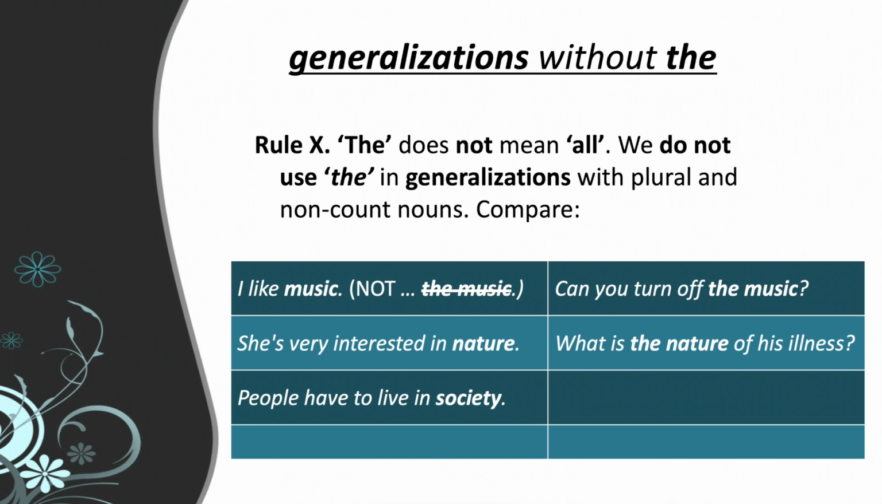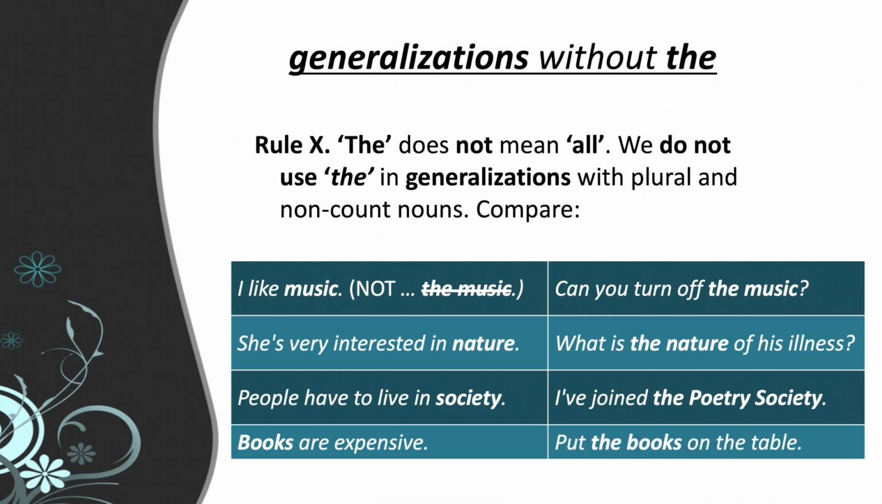People have to live in society. We're being general here. Society refers to the group of people living in an area. But we say, I've joined the Poetry Society. In this sentence, we're referring to a specific group, like a club. Sometimes these groups call themselves societies. The last one is, books are expensive. Any American university student can agree on this one, but put the books on the table is in reference to a particular stack of books.